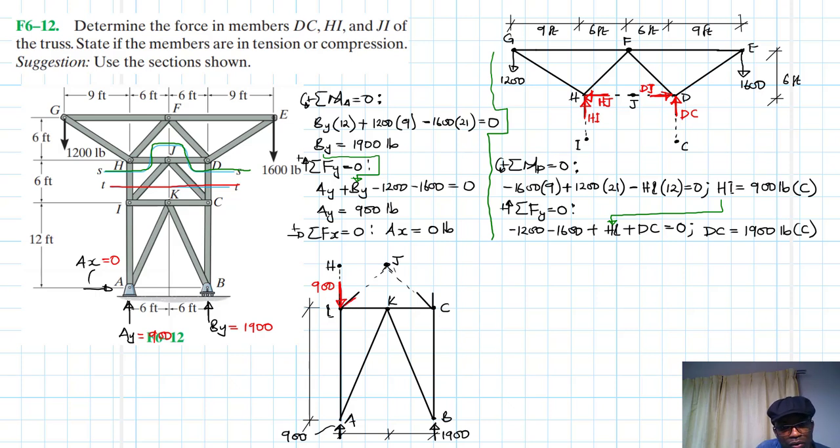So let's assume this is also in compression. This is what we are looking for, in fact. Let's say it's in compression also. Then let's call this one JI. And when we look at the angle, we have 6 on one end, 6 on the other end. Therefore, the slope here is 45 degrees, right?